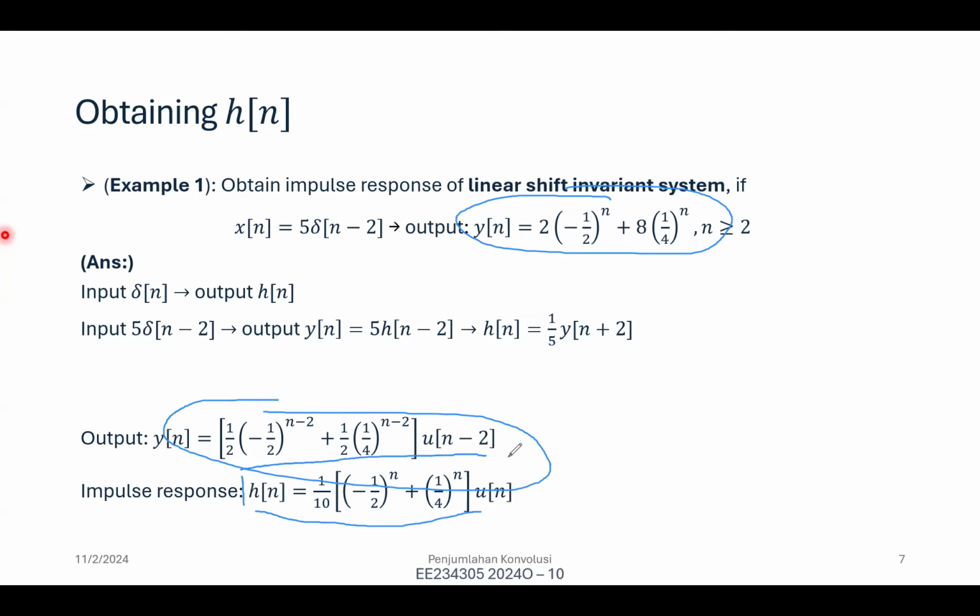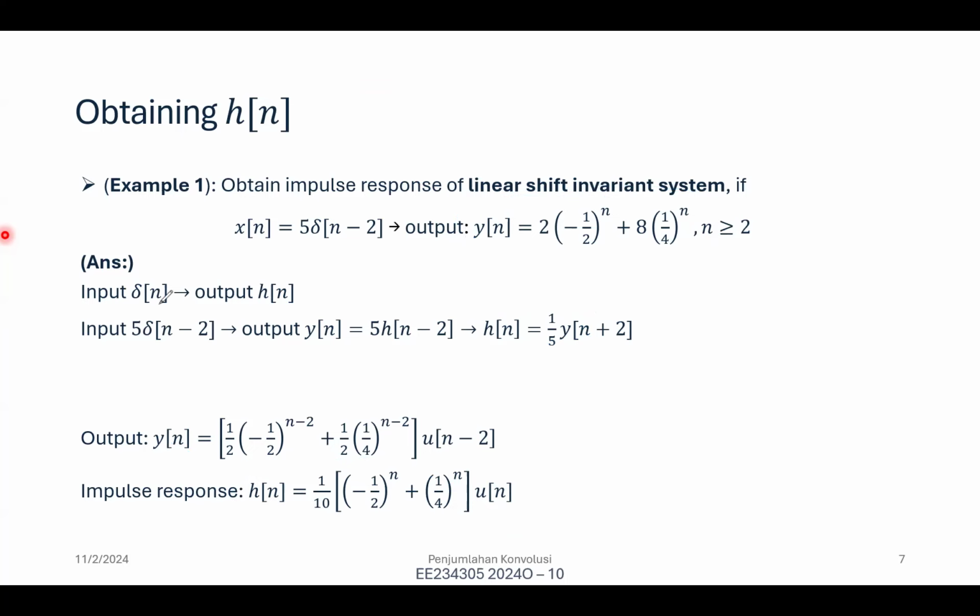So yeah, we find the impulse response as this. We find the impulse response by basically plugging in the value of the input delta to the input here, and for the output we change delta into hn, and we have the relation between hn and yn. And yn plus 2 is basically just yn shifted by 2, and we get hn is 1/5 times yn times un. All right.